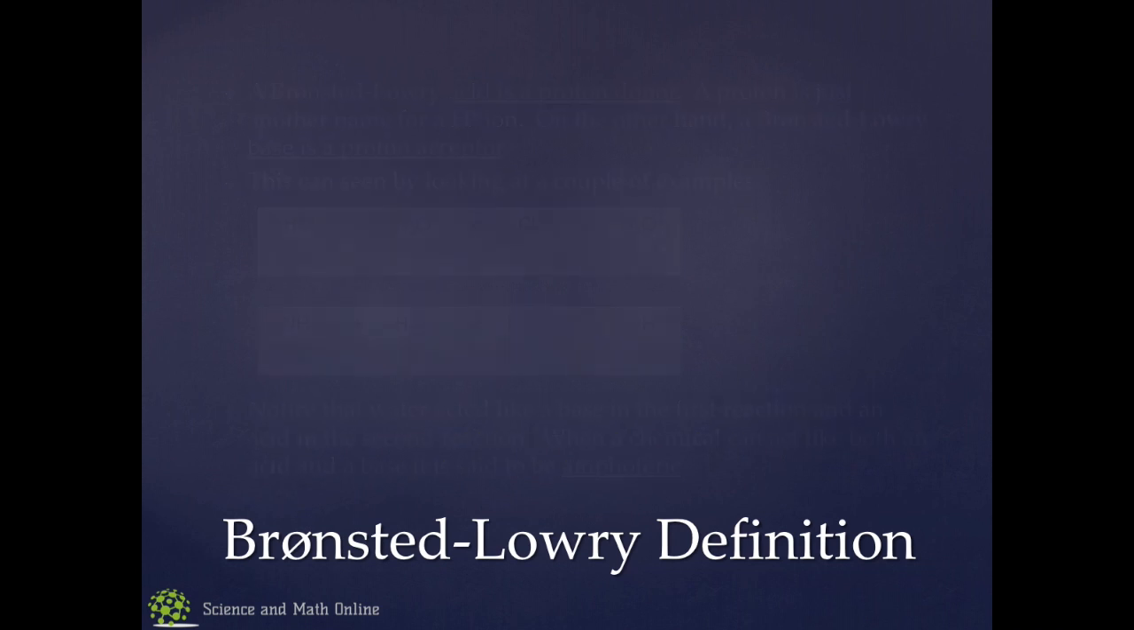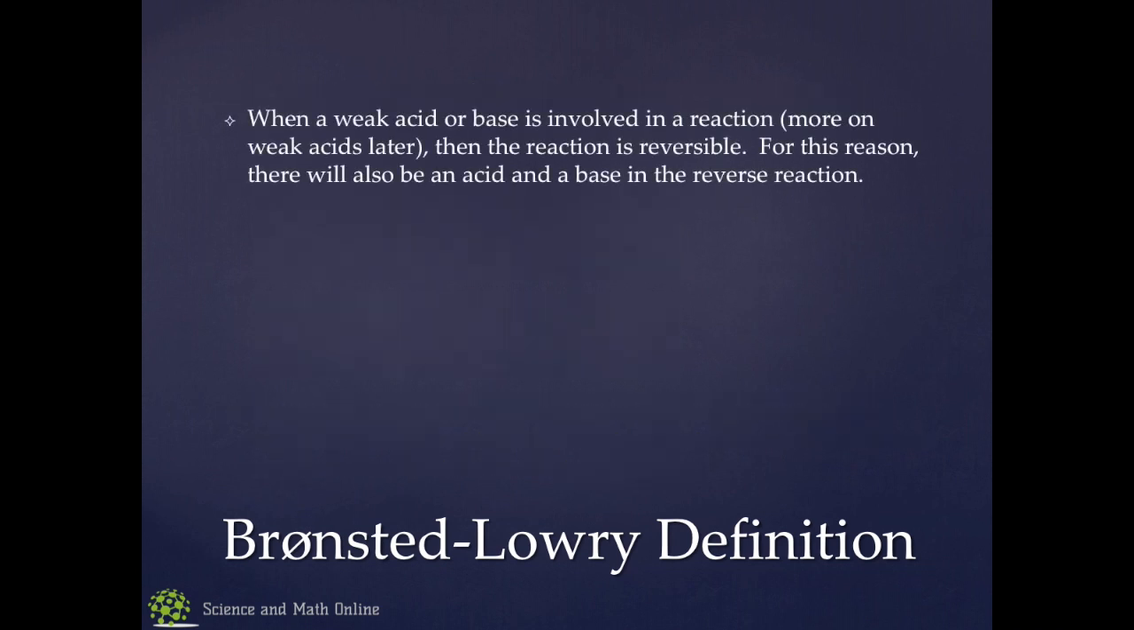When we have something called a weak acid or base, we're going to talk about these more later. It has to do with how they dissociate. What happens is when you have a weak acid or a base, the reaction doesn't go completely forward. The reaction can also go in reverse. So we have a situation where we have equilibrium involved. And so we will have what we call conjugate acids and bases.